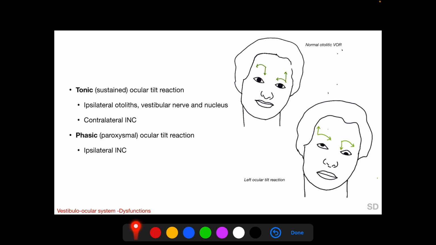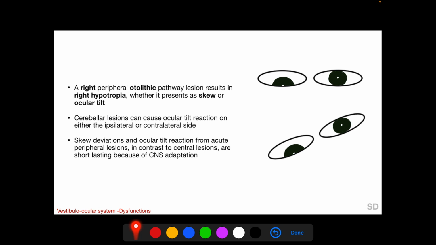An ocular tilt reaction can be tonic, that is sustained, or phasic, that is paroxysmal, and they are said to originate from lesions in different sites. So a lesion in the pathway from the right peripheral otolithic apparatus results in a right hypotropia, and the right hypotropia can occur either as an isolated skew deviation or as part of an ocular tilt reaction. Cerebellar lesions can also cause an ocular tilt reaction on either the ipsilateral or the contralateral side, and as we have discussed previously, skew deviations and ocular tilt reactions from peripheral lesions in contrast to central lesions are short-lasting because of CNS adaptation.